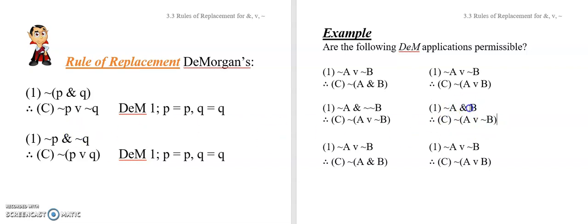Now that might lead you to think, what if I added a double negation? Then could I do this? And yeah, absolutely. And notice that's that case there. So you might have to do a double negation first, and that's totally fine. But the question here is can I go from this to this directly using only the rule DeMorgan's? And the answer to that specific question is no, you may not.